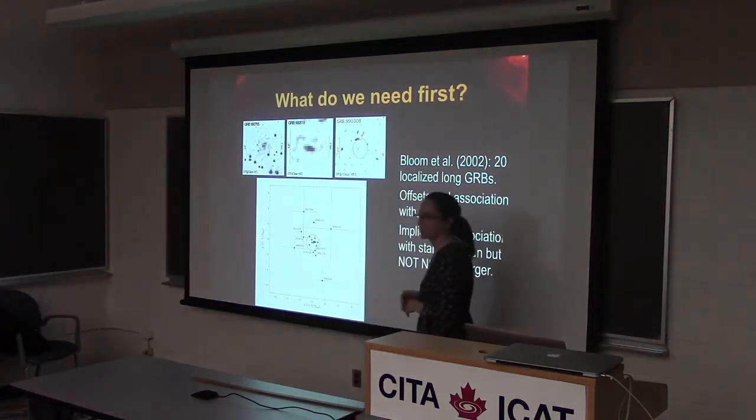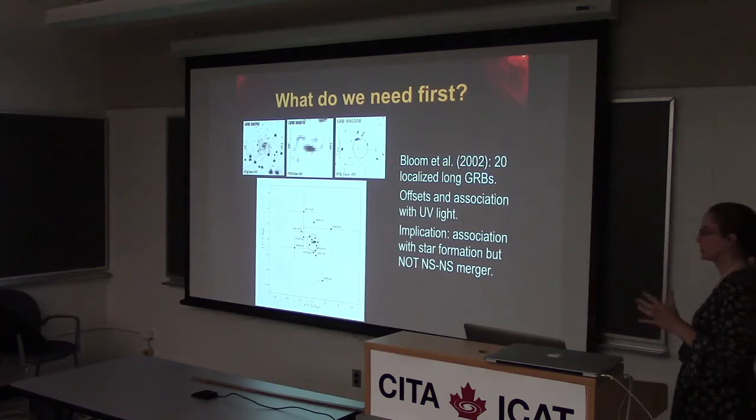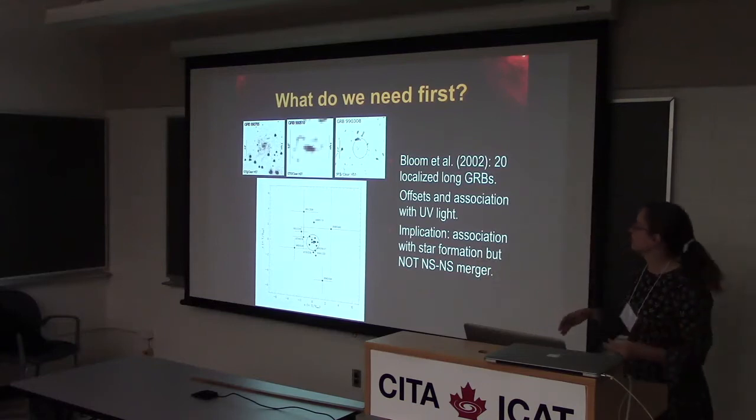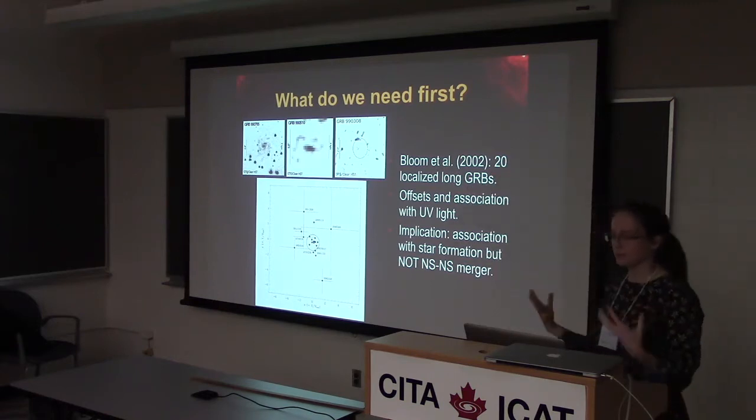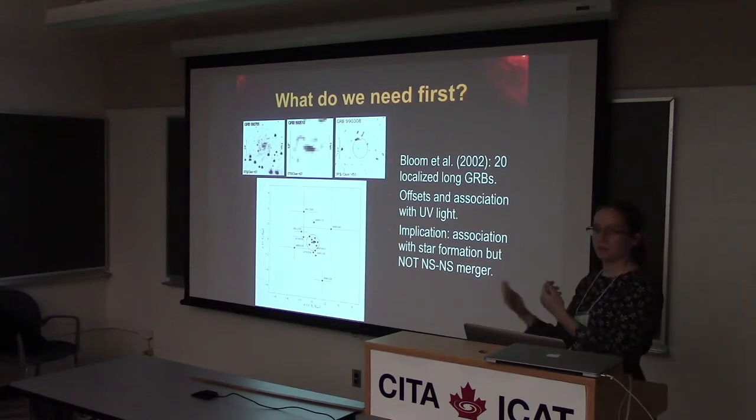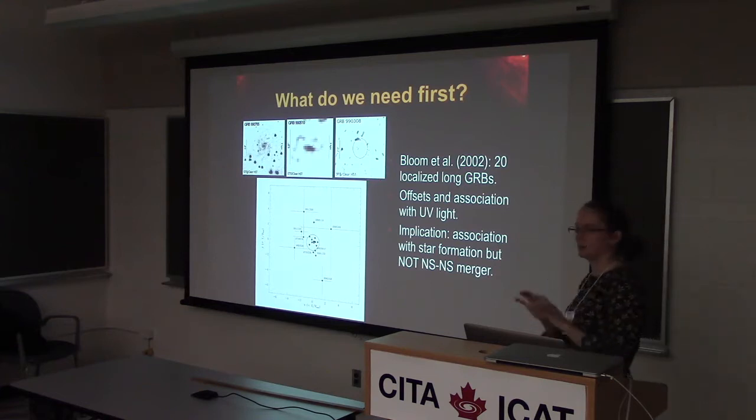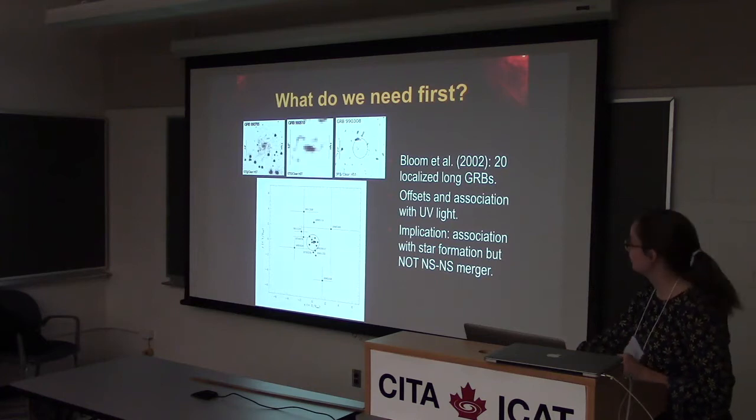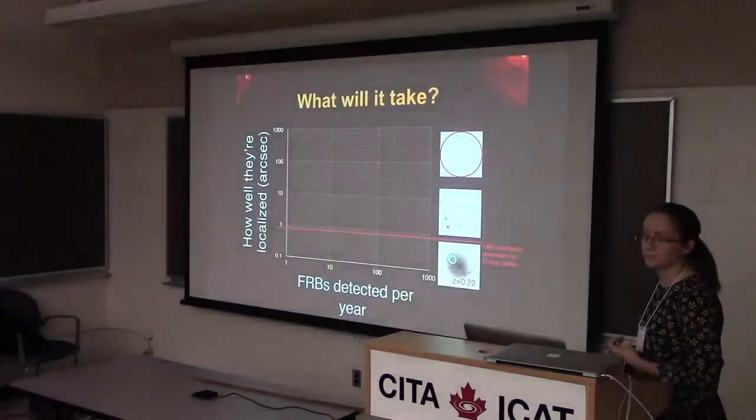GRBs are preferentially offset from the centers. They seem to show an association, it seemed at that time, with UV light. And you can draw some pretty solid conclusions with even just a few localized fast radio bursts. So you don't need thousands. Even just maybe 10 to 20 FRBs might be able to show that all FRBs are coming from dwarf galaxies, or half of them are coming from dwarfs and half from larger galaxies. Perhaps there's some bifurcation in the population, on a little more solid footing than we have right now. And I think this is exactly the sort of study that we'll be seeing in the next few years.